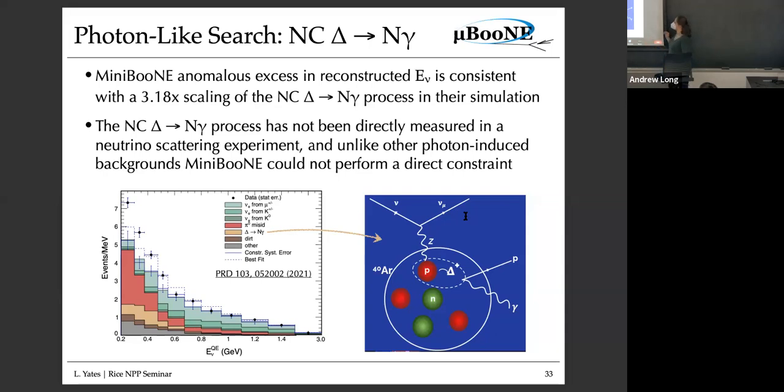so it's detached from the actual interaction vertex. This process, this NC delta radiative process, has not been directly measured in a neutrino scattering experiment. And unlike the other photon related backgrounds in the MiniBooNE plot, this could not be directly constrained in MiniBooNE. And if you do kind of ratio by eye, the shape of the mustard yellow matches the shape of the excess pretty well. It can actually be explained by just increasing that yellow contribution by a factor of a little over 3, which compared to the theoretical errors is not crazy, let's put it that way.